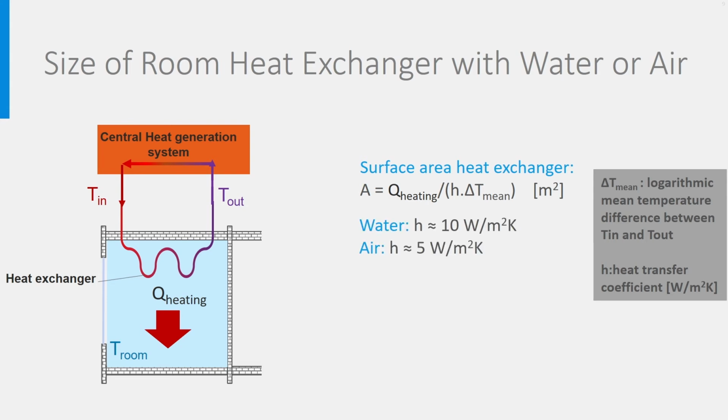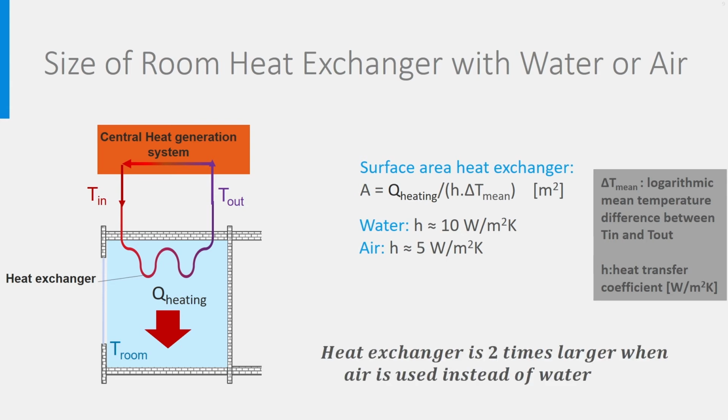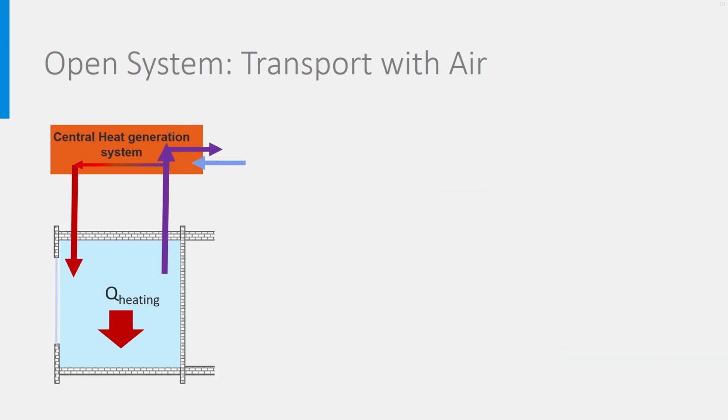For water, H is around 10 watt per square meter Kelvin, while it is twice lower for air, meaning that the needed surface area when air is circulating is twice the one needed when water is circulated. Such a loss of space is not acceptable, and such air heat exchangers are never used. Such room air heat exchangers are never used in practice, as I just said.